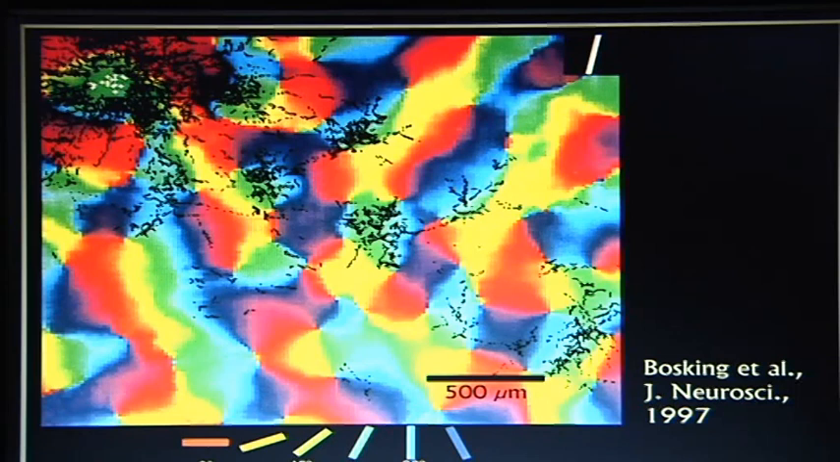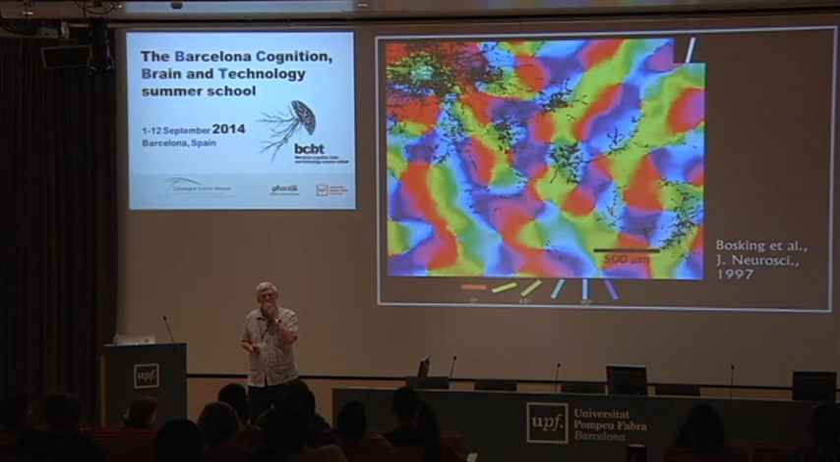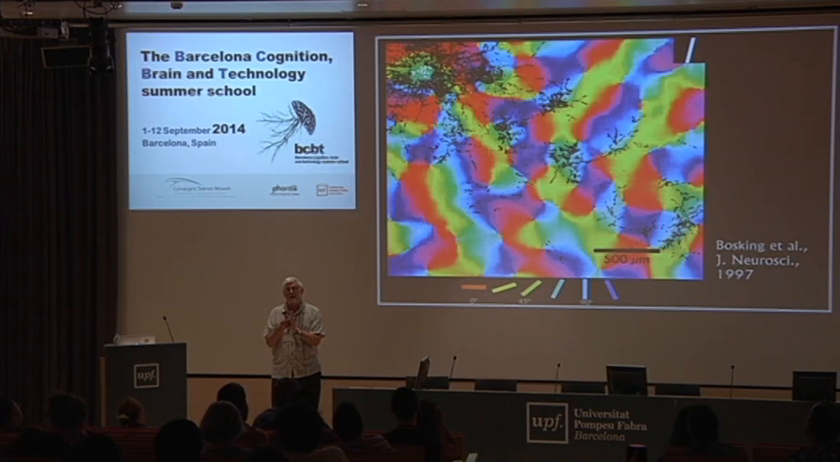But there's an interesting thing about primary visual cortex, because there's a kind of organization in primary visual cortex that every primate has, but no rodent has. And tree shrews share this with primates. So it could have evolved in the ancestors of tree shrews, the common ancestors of tree shrews and primates. And this is primary visual cortex, and you're looking down at the top.